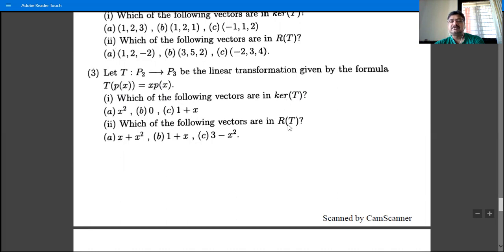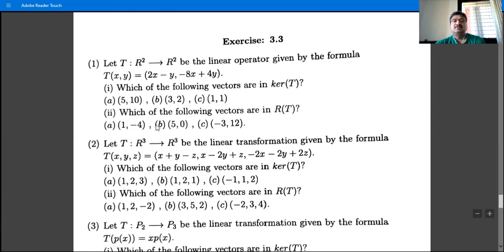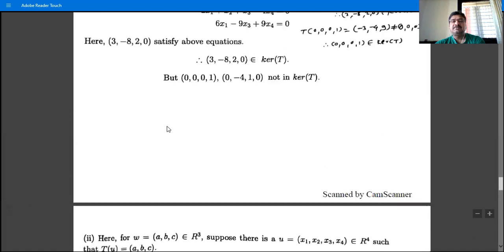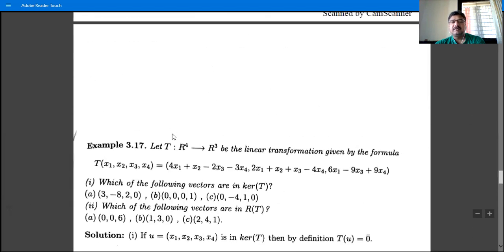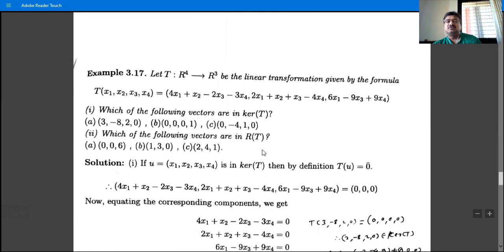Then which of the following vectors are in the range of T? Again, this vector belongs to the range if it has a pre-image. Suppose p(x) is its pre-image, then we have x into p(x) is x plus x squared, and then find the system and solve the system. Take p(x) as a0 plus a1x plus a2x squared, and then solve the system. So solve all these exercise problems, whether the vector belongs to the kernel of T, whether the vector belongs to the range of T. When the vector belongs to the kernel of T, its image under that function is 0.